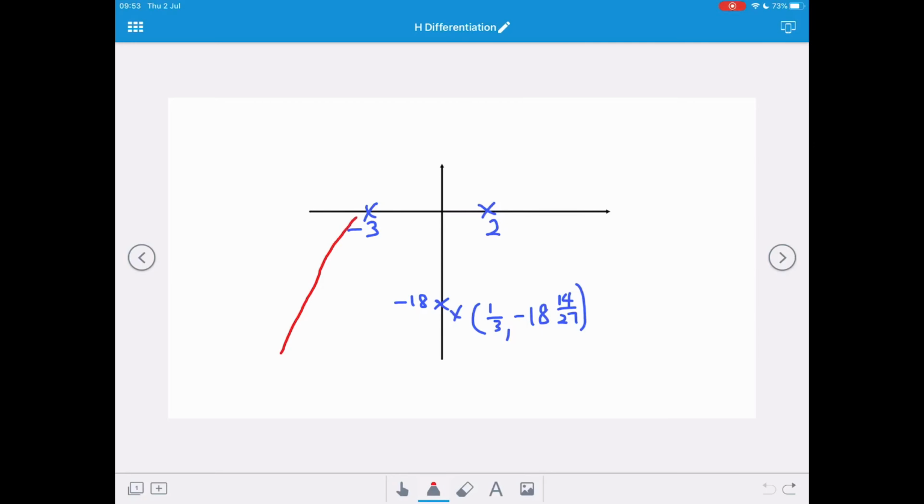So now we need to put in our smooth curve. So we've got a maximum turning point at negative 3, 0, going through our y-intercept of negative 18, a minimum turning point at a third, negative 18 and 14/27, going through our root at 2, 0, heading towards positive infinity, and labeling our curve with y equals x cubed plus 4x squared minus 3x minus 18.